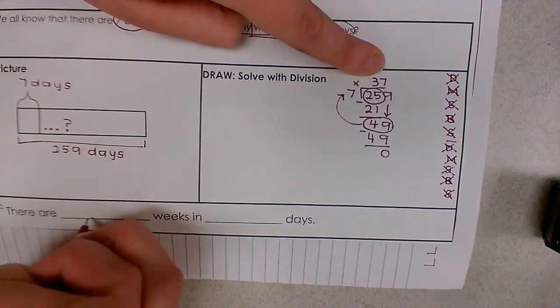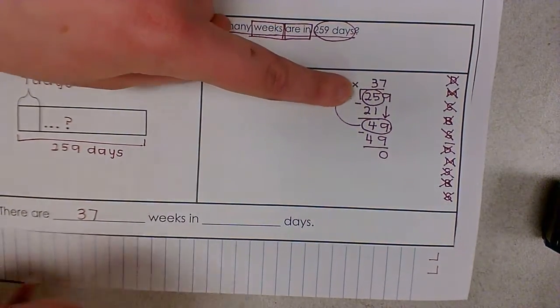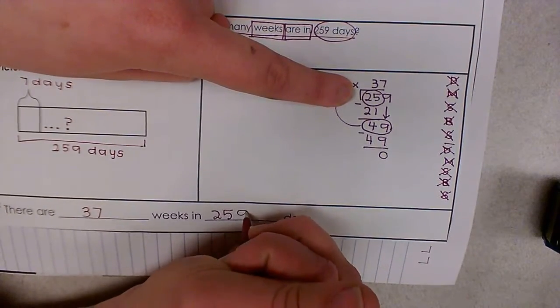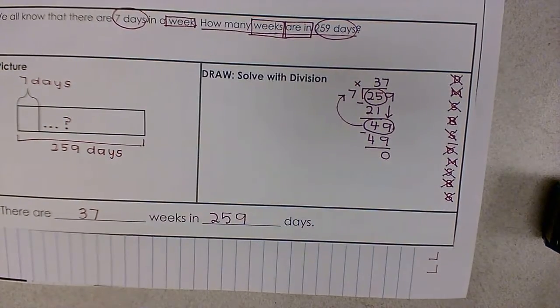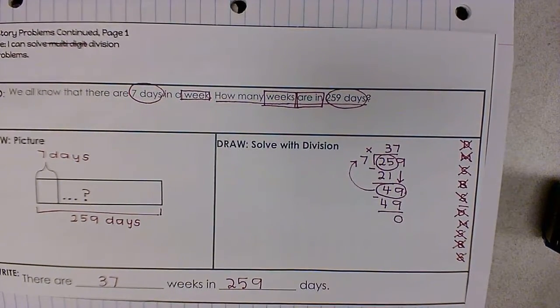So there are 37 weeks in 259 days. When you're ready, move on to your next page.